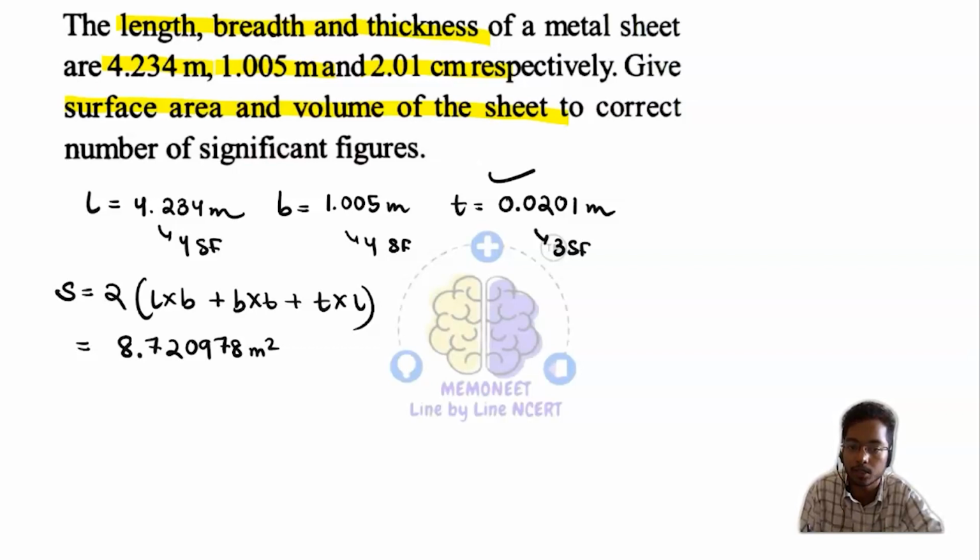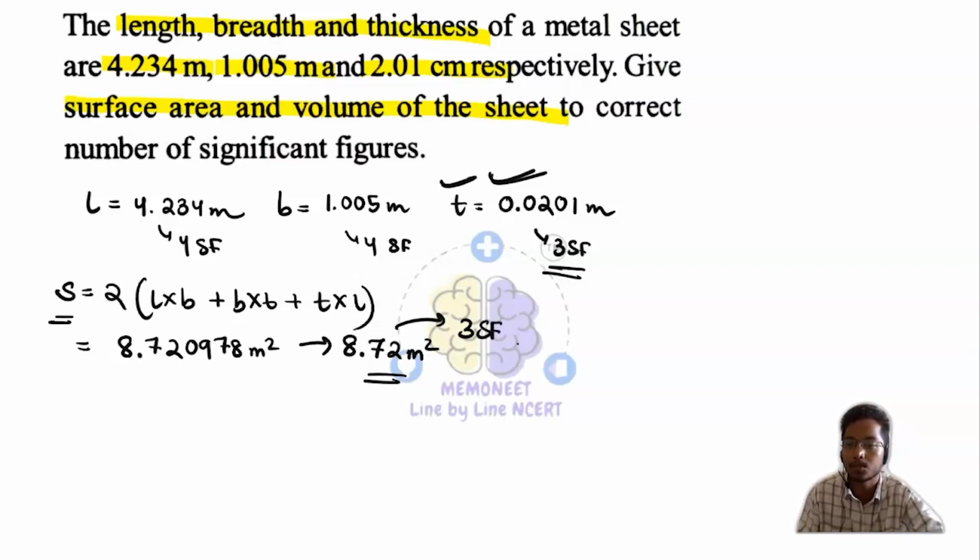But basically what I want to tell you is that here we have a lesser number of significant figures for the thickness, that is 3 significant figures, and the result should be equal to that of the term with the lesser number of significant figures. So the answer for the surface area will be 8.72 meter square. That's it, because it has three significant figures, like the thickness, which has the fewest of all these.